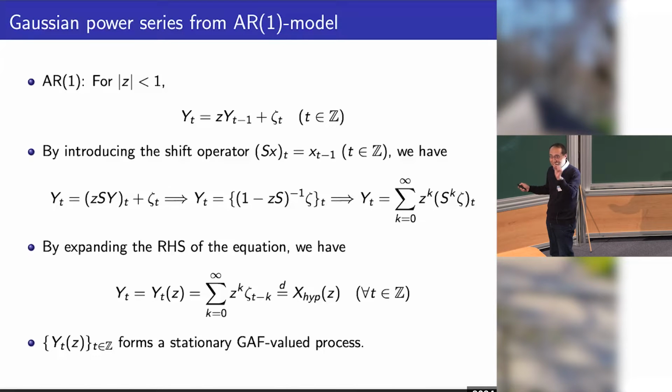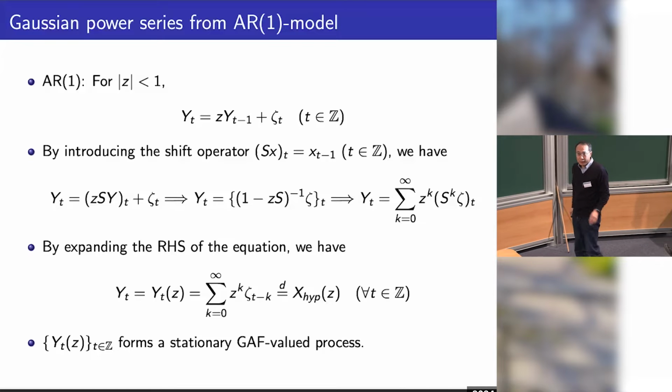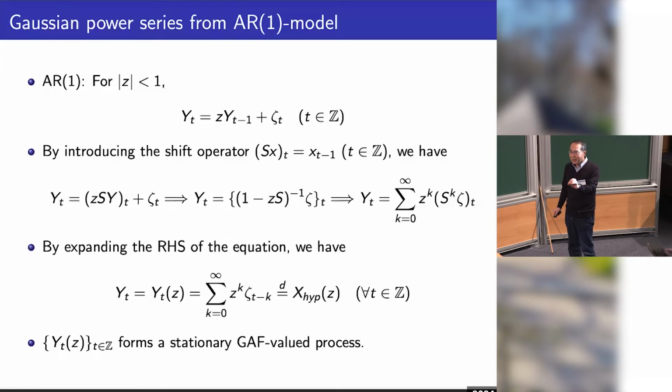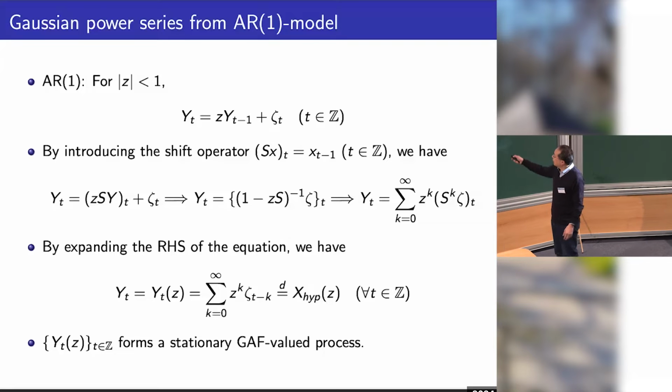Actually, this GAF is a Gaussian analytic function. So this is a stationary GAF-valued process. And we are just looking at a fixed t, then considering the zeros of this function. Of course, this is a stationary Gaussian GAF-valued process, so the zeros also form a stationary process.